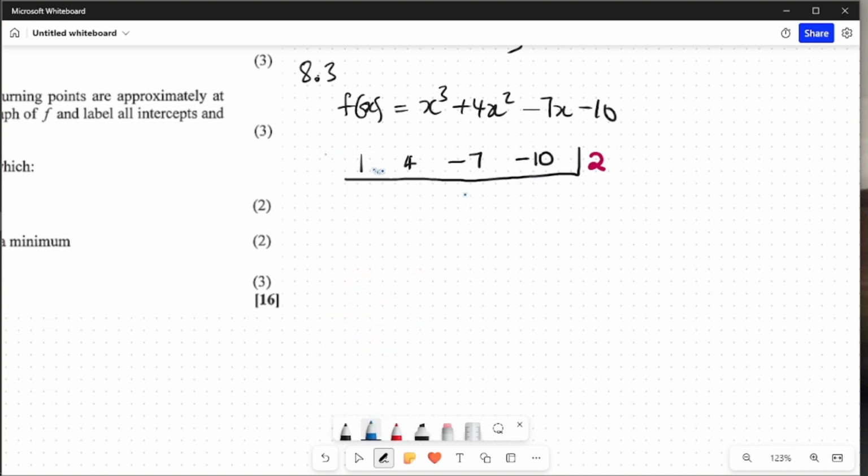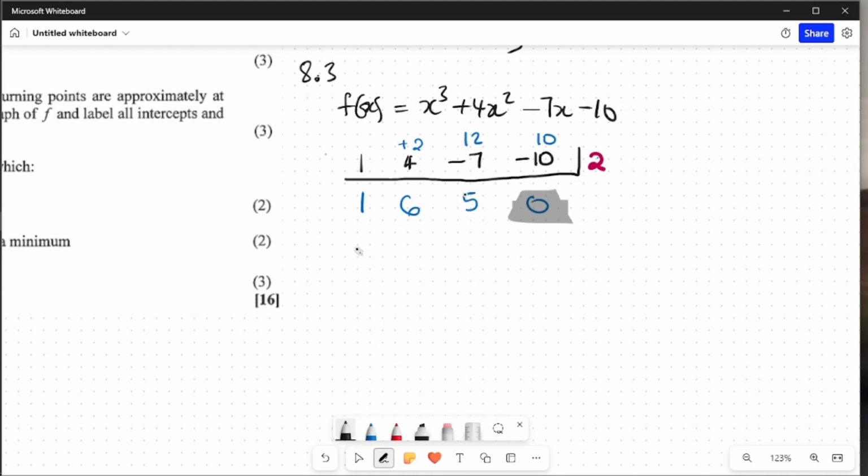What's going to happen is I'm going to bring down the 1 and then say 1 times 2, which will give you a 2. So we simply add the 2 to 4, which gives you 6, and then you say 6 multiplied by 2, which is 12, and then 12 minus 7, which is going to be 5. Then you say 5 times 2, which is 10, and then 10 minus 10 is just 0. Now here, the last answer must always be 0, guys. If it is not 0, you restart the process.